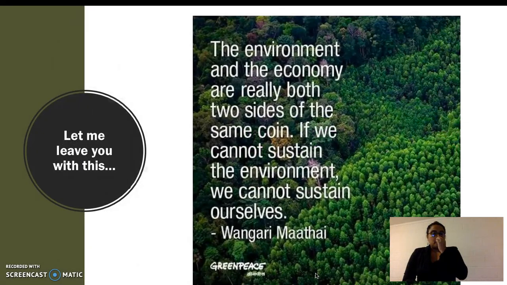And so, in conclusion, I just wanted to leave you with a quote that pretty much summarizes the zero waste movement and why I chose as an individual to participate in it. I just wanted to leave you with this quote, just to get you thinking and to be aware of what's going on. The environment and the economy are really both two sides of the same coin. If we cannot sustain the environment, we cannot sustain ourselves. So just be more aware of your waste, and do all that you can to prevent this climate change.